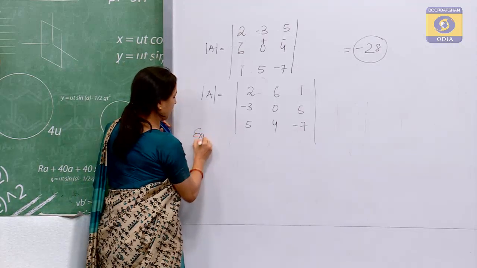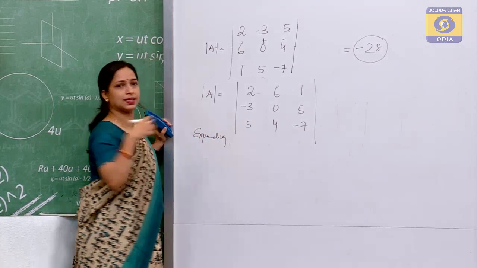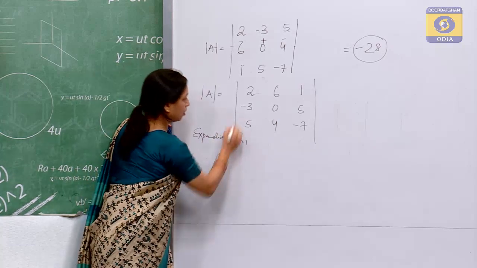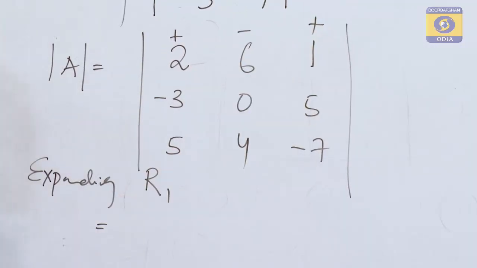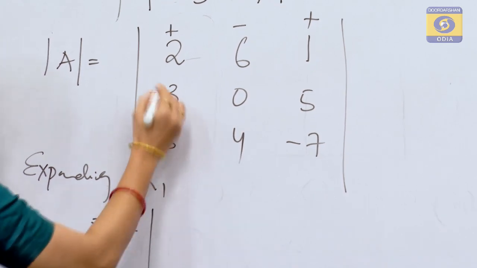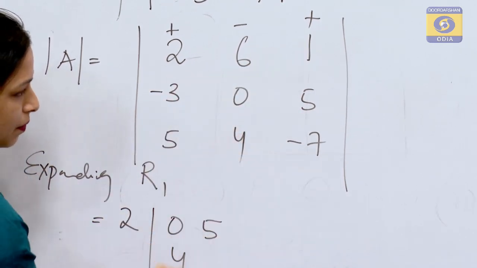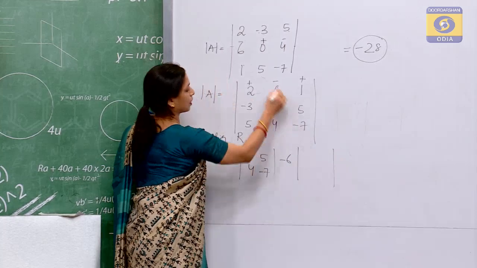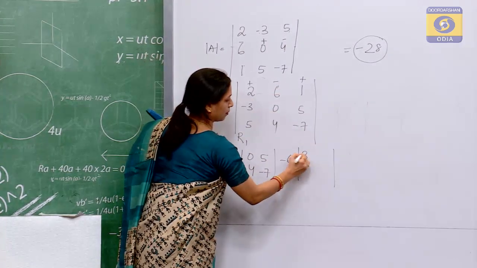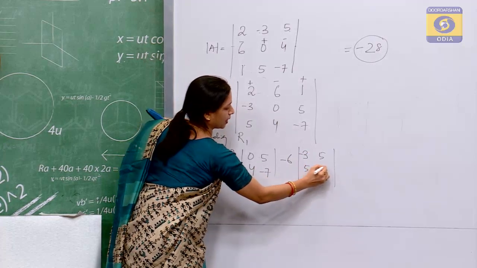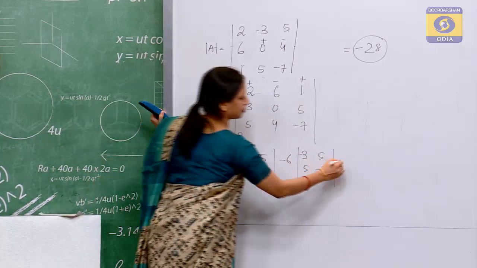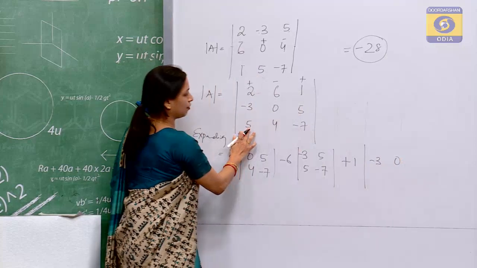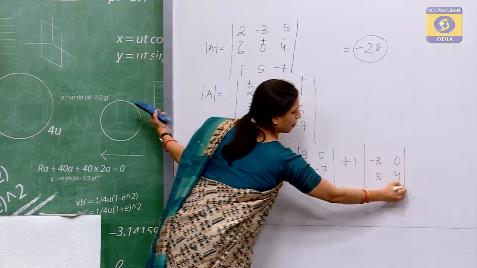Now, I am expanding, let us say, which one do you want? Let us say row 1. So, I am expanding row 1 and trying to find out the value of the determinant. So, the positional signs plus, minus, plus, right. So, 2 again. We know this already, how to convert it to a second order determinant, minus 6. So, here 3, minus 3, 5, 5 and minus 7, here plus 1. So, this second order determinant minus 3, 0, 5 and 4, right.